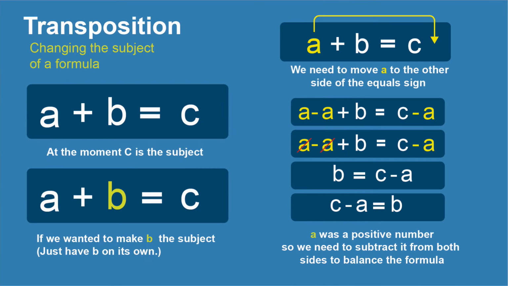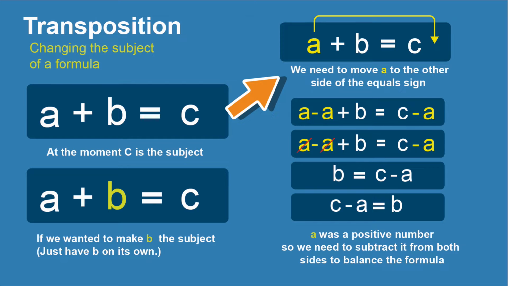Let's have a quick look at some basic transposition rules. We've got our formula here, A plus B equals C. We want to know what B is, so we need to get B by itself. So to do that, as you can see here, we can move the A to the other side of the equal sign.